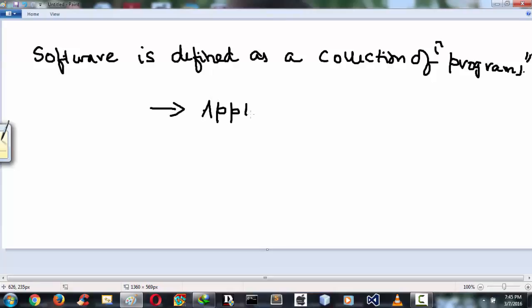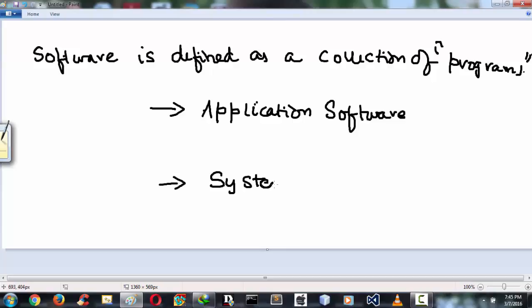Again, I'm apologizing here for my bad handwriting. It is very ugly because I'm very new to this stylus and graphics tablet kind of thing. And the second one is system software. So, application software and system software. Both of these can be written in a programming language, depending upon the type of application we are developing. We will look into detail: what is application software, and what is system software?